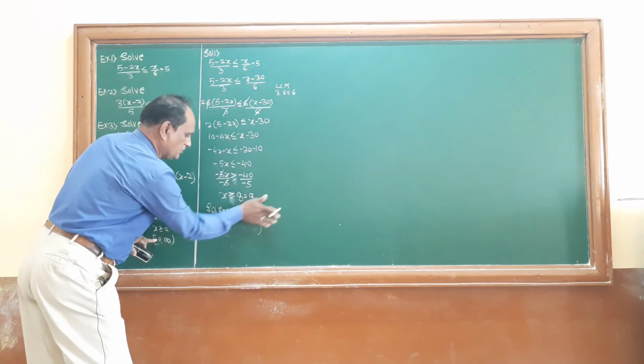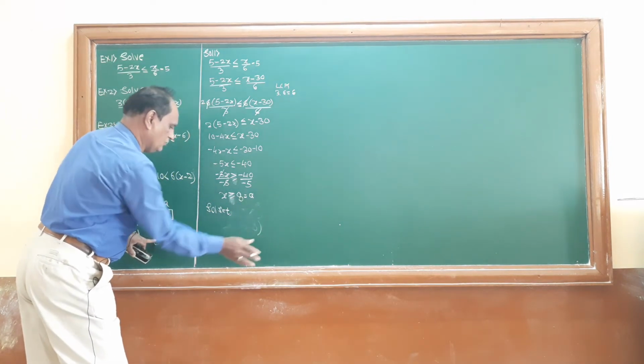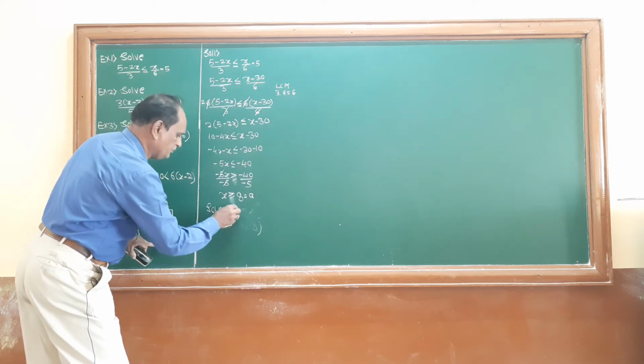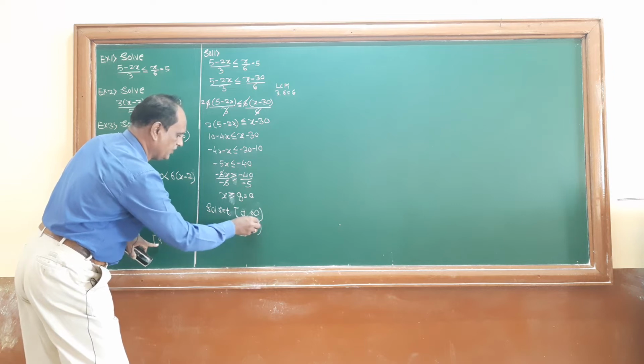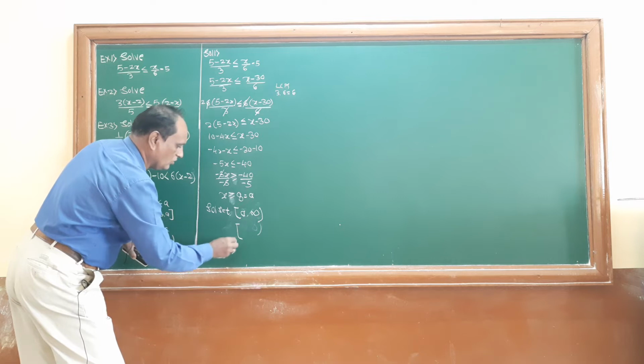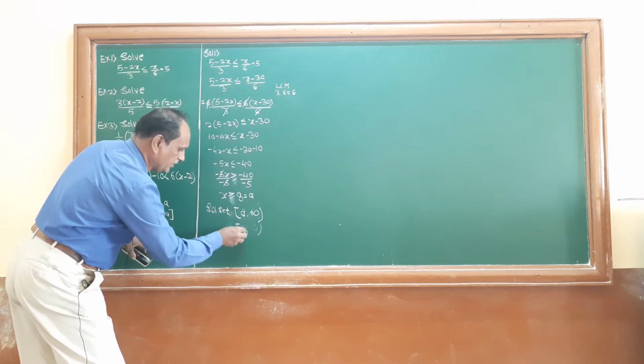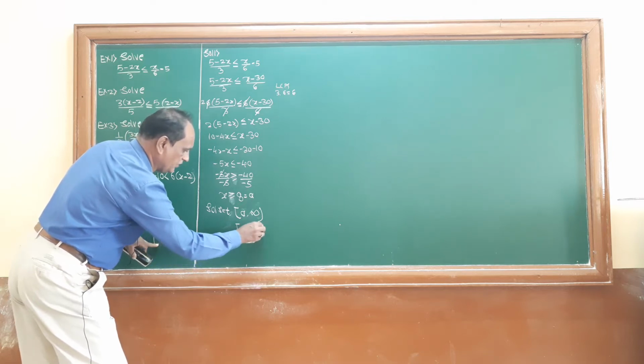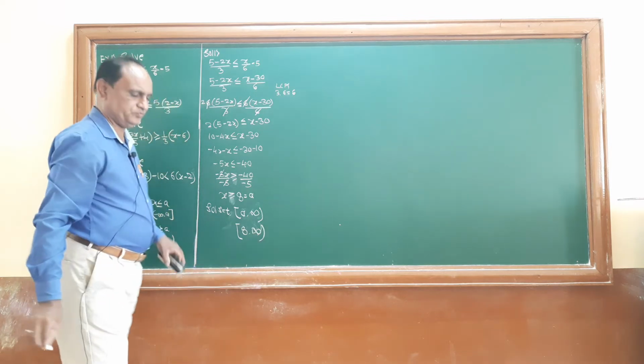Change the solution set a little. So the solution set is the half closed interval from a to infinity, where a means 8. So the half closed interval 8 to infinity is the solution set.